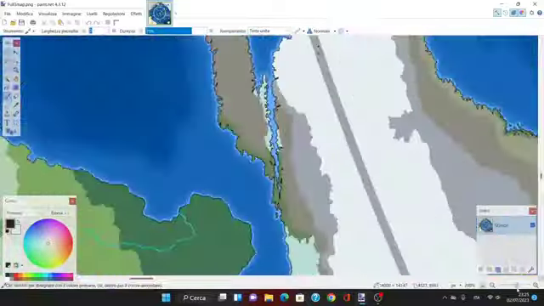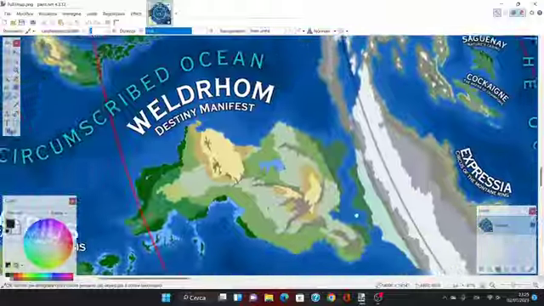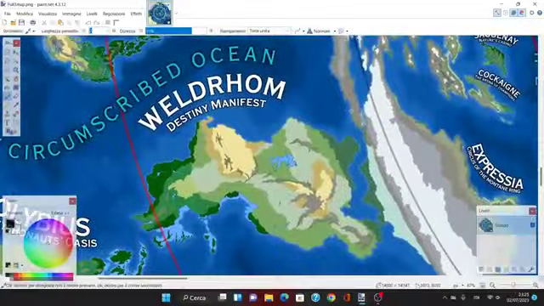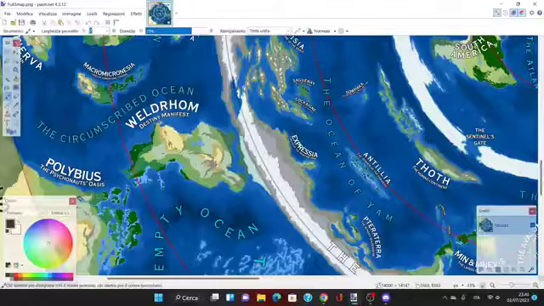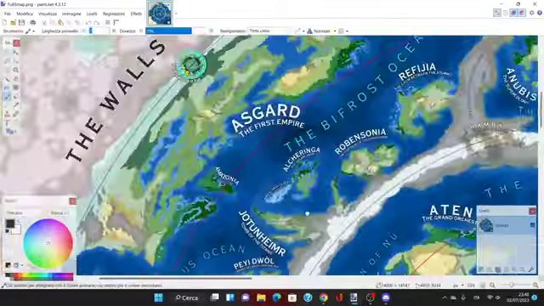And you will be encountering the continent of Weldhorn, the Manifest Destiny continent. But then again, we don't really have to talk about Weldhorn now. We still have to learn a lot of information. I myself need to learn about this information. So Weldhorn is a part that I don't know. What I do know is Asgard.